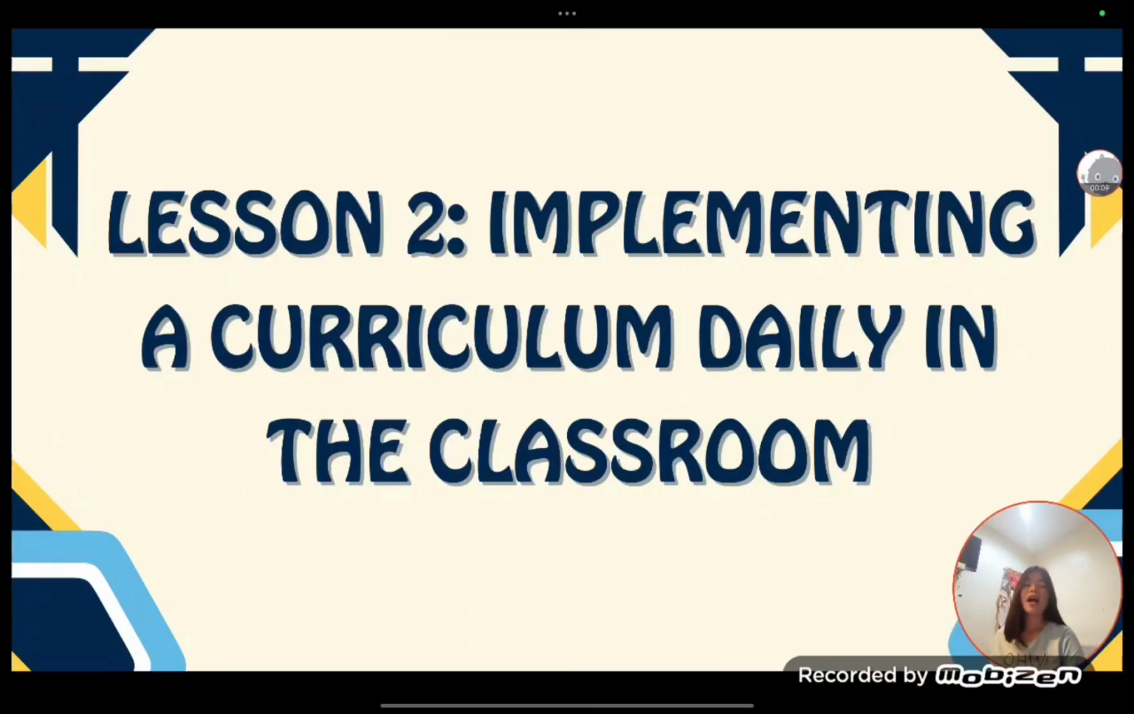So today, I will be tackling Module 4, which is under Lesson 2. This is all about implementing a curriculum daily in the classroom. By the way, this is just the continuation of Miss Mario Bugsad's report.